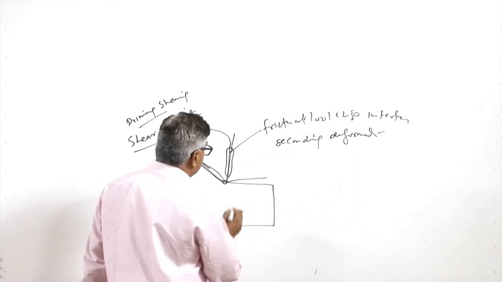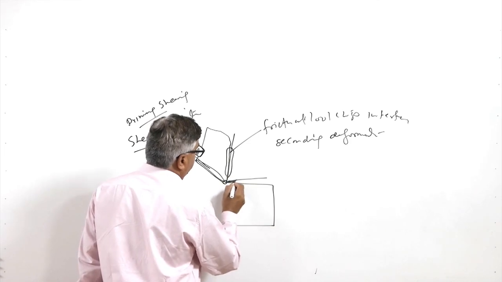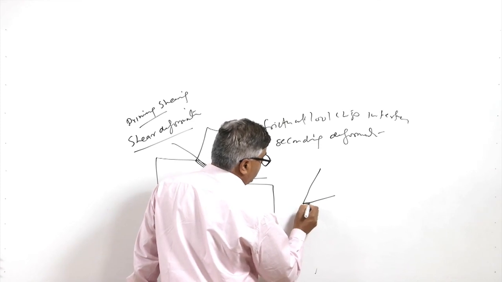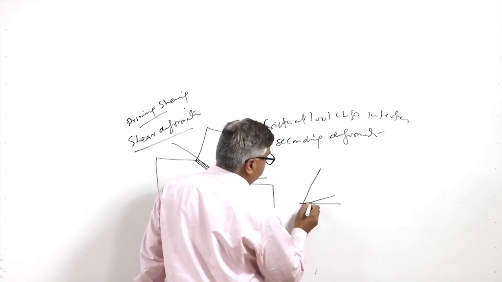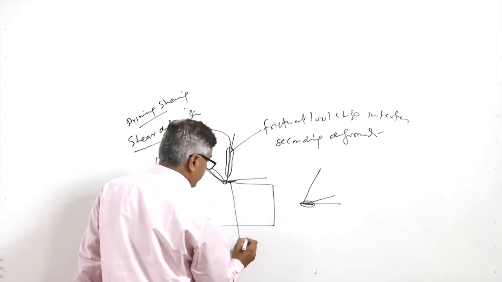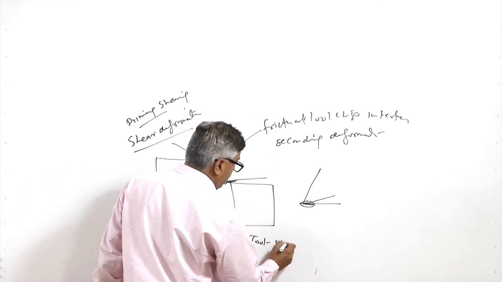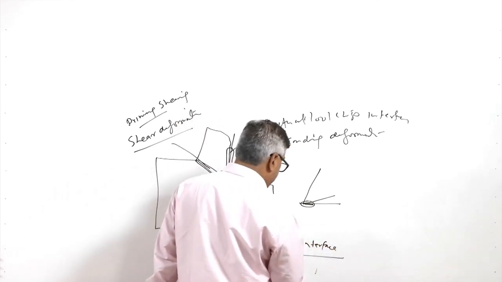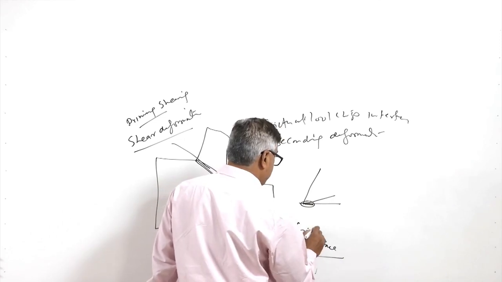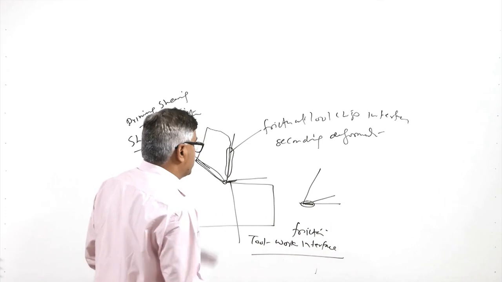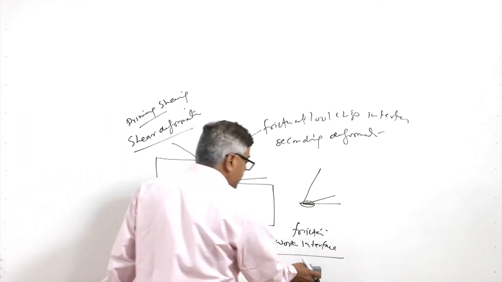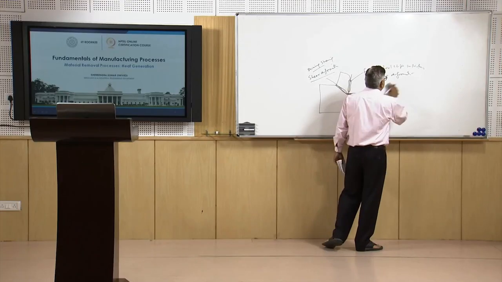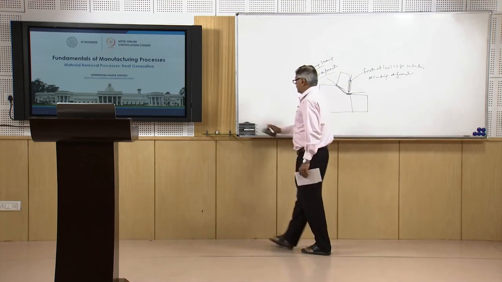Apart from this, the rubbing between the flank and the workpiece also contributes, because this cutting edge gradually wears out. So, this area of the tool starts rubbing with the machined surface of the workpiece. So, the friction between the tool work interface also contributes to the generation of the heat. So, these are the three zones where heat is generated, and that leads to the rise in temperature of the tool as well as the workpiece.